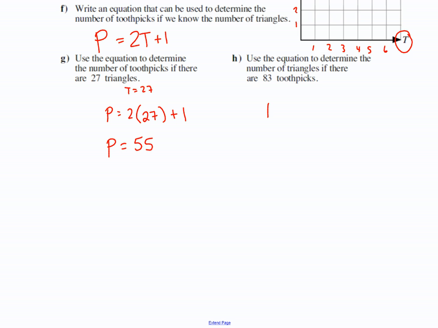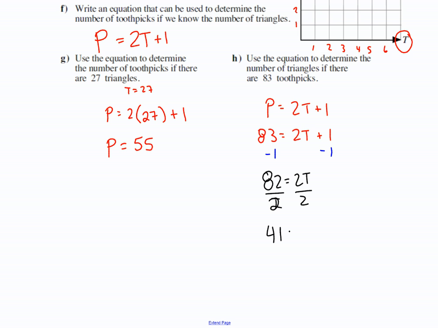Use the equation to determine the number of triangles if there are 83 toothpicks. 83 minus 1 divided by 2. So we sub in 83 in for p. We could first subtract 1. And then you get 82 equals 2t, divide by 2. So how many triangles? 41. Good.